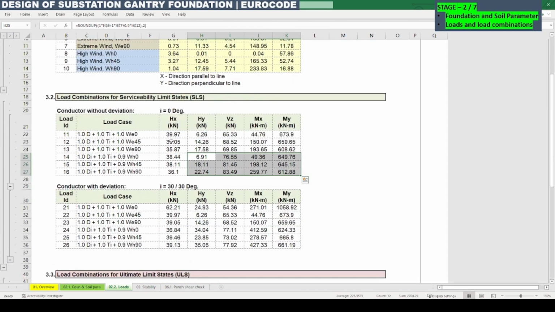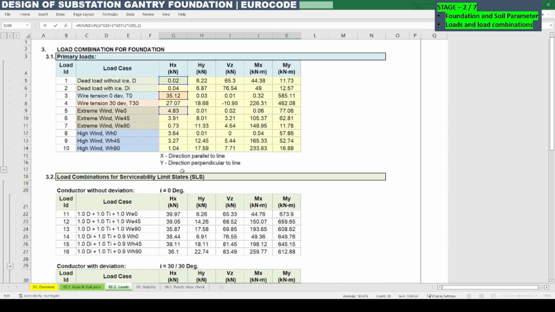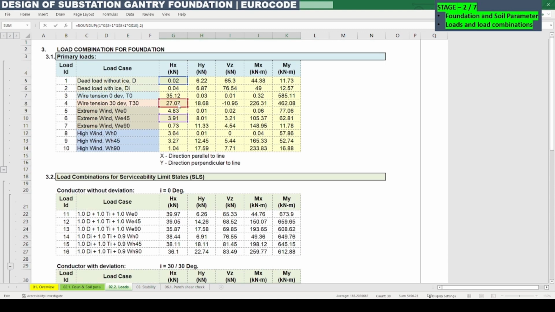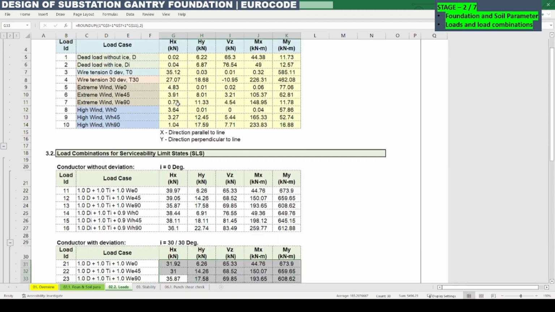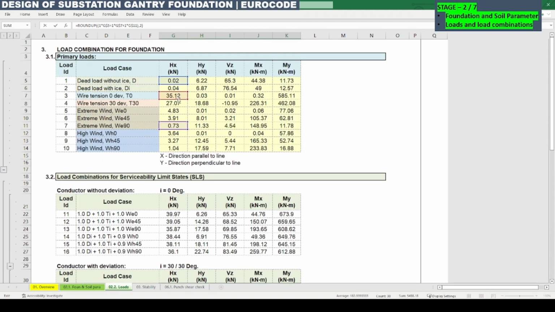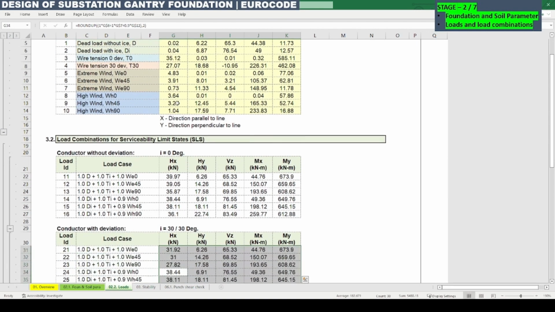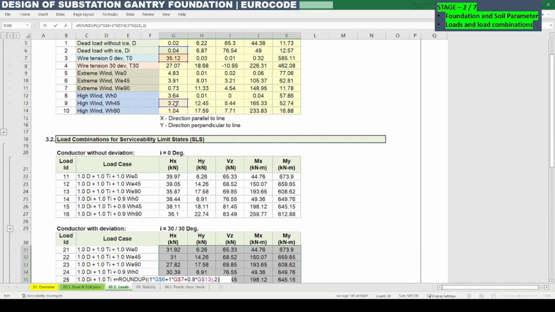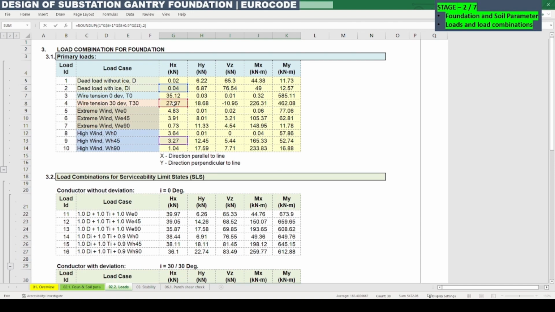So now we can copy paste this entire cell to here for the deviation conductor, and only this we need to change, that is conductor with deviation 30-degree vertical and 30-degree horizontal. So all the 6 cases we need to do likewise.